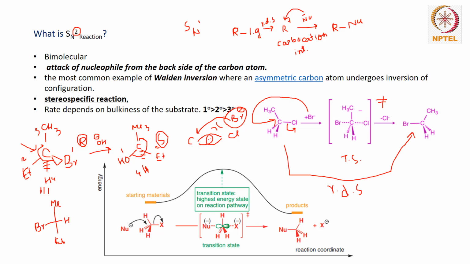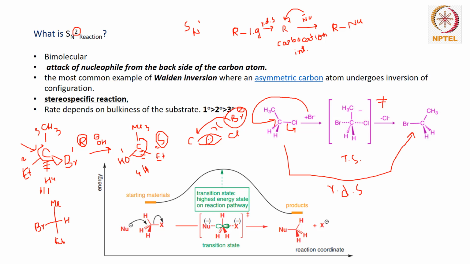What is called stereospecific? If you are taking a substrate with a specific stereochemistry, like R, and you perform the reaction, you know you will get 100% S stereochemistry in this reaction. That is called stereospecific. And there is another term called stereoselective, that I will discuss later.